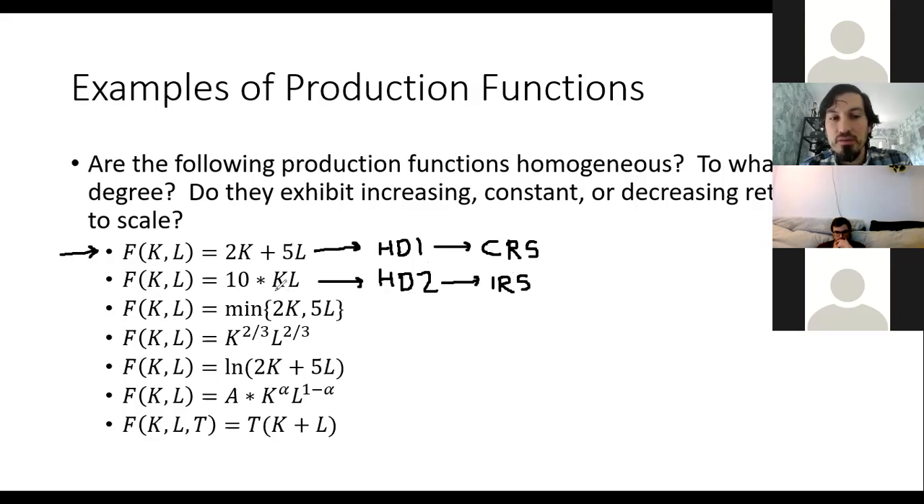You see why it's HD2? If I double capital, double labor, that would be 2 times K times 2 times L. That's 4 times K times L. So the whole thing would get bigger by a factor of 4. If you doubled K and you doubled L, the whole thing would get bigger by a factor of 4. That's why it's HD2. Okay? I get that. Okay. This one's just like the one we did before, HD1. How about this one? This one's a little interesting.